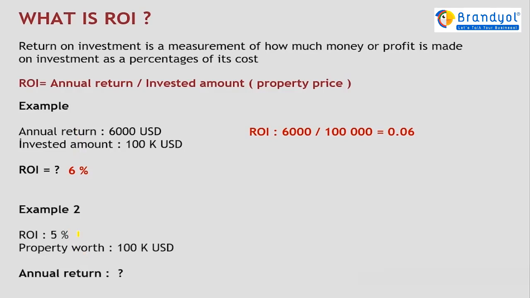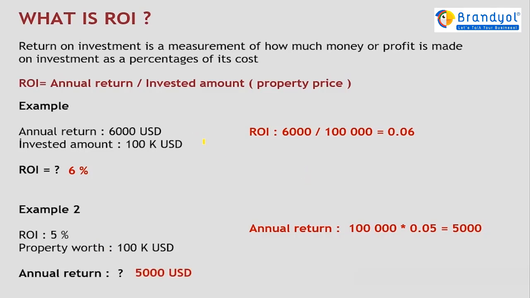So let's check another example. Suppose your agent told you this property's rate of return is 5%. What does it mean? If it is 5%, how much annual return are you getting per year? In this case, you multiply $100,000 by 0.05. We convert it to a number, and it is $5,000. So when your agent tells you that you are getting a 5% rate of return on this $100,000 investment, it means you are getting $5,000 in return per year.